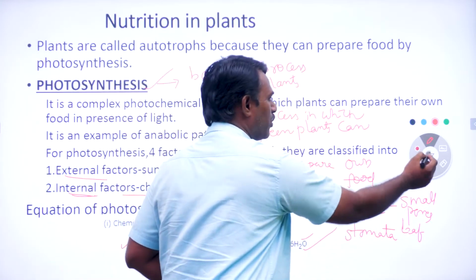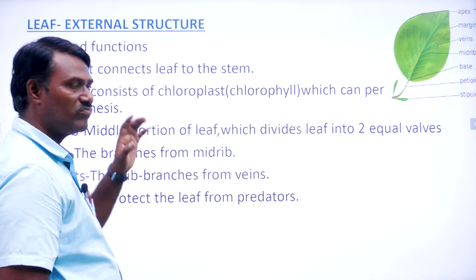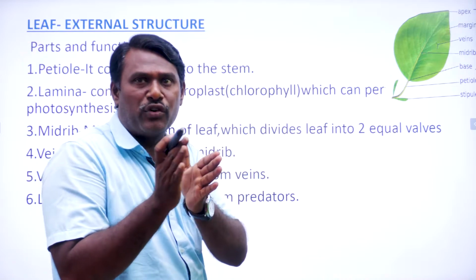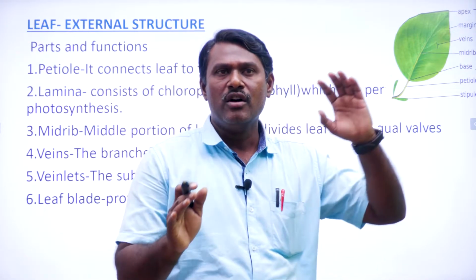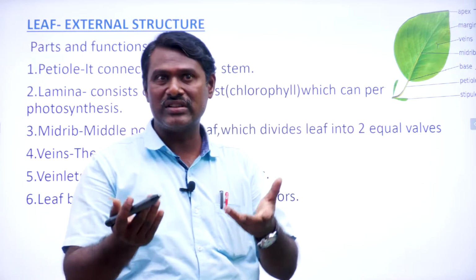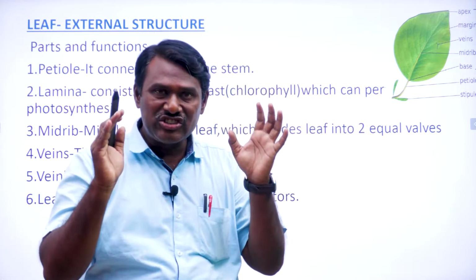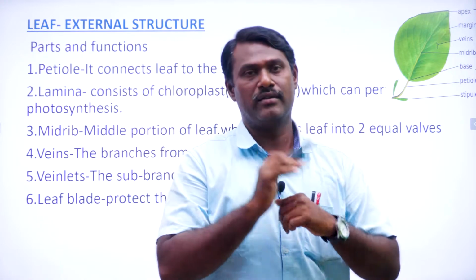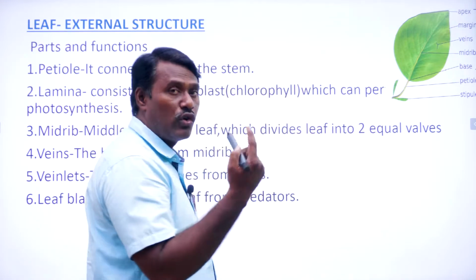The next slide is very important. First of all, as I just told you, the leaf is mainly involved in the photosynthesis process. You may get one question: why is only the leaf involved in photosynthesis? Because the essential pigment required for photosynthesis is called chlorophyll.